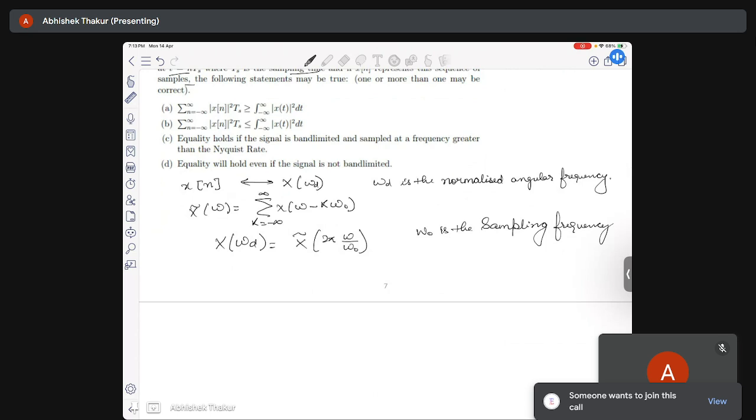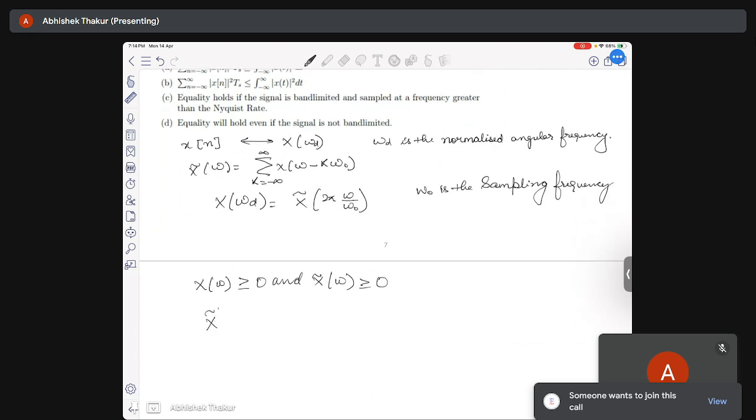It is given in the question that X of omega is greater than or equal to 0, and so X tilde of omega is greater than or equal to 0. So we get that X tilde squared is greater than or equal to the summation of X squared of omega minus k omega naught, where k is equal to minus infinity to plus infinity. Why? Because the square of the sum is always greater than or equal to the sum of squares.